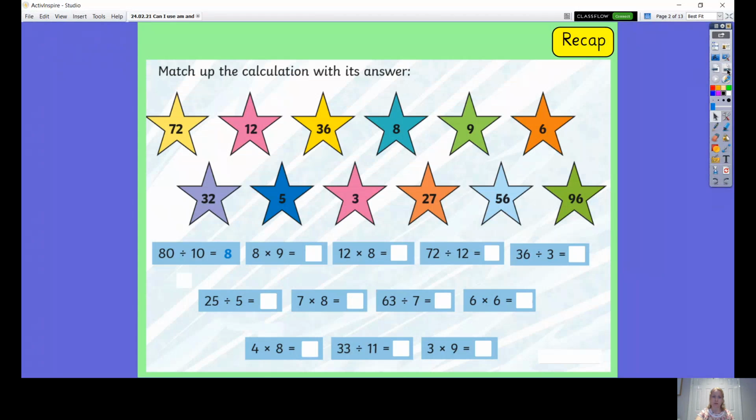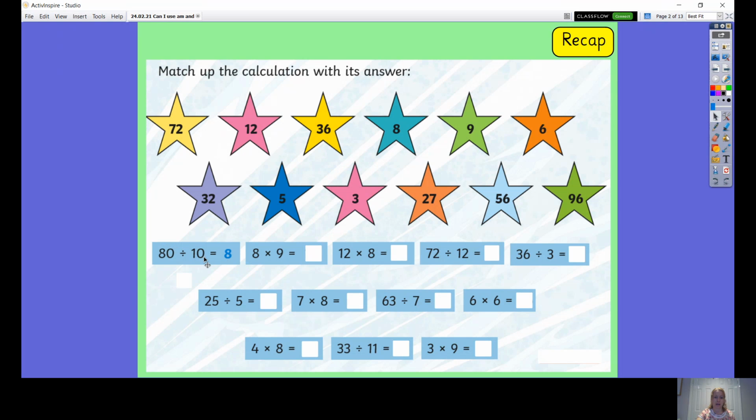So let's warm up first. So here we are. Can you pause here, please? And can you have a look? I'd like you to match up the calculation with its answer. So the first one I've done for you. And I've used my inverse operations to do this one.